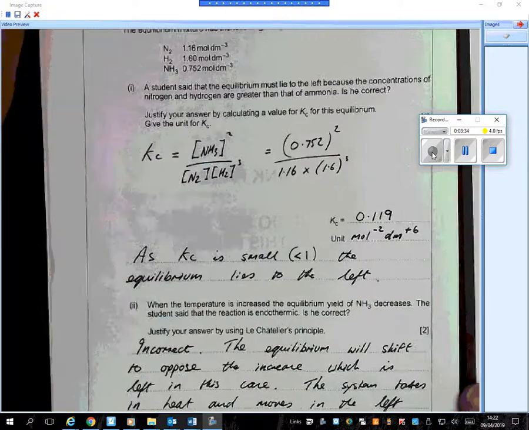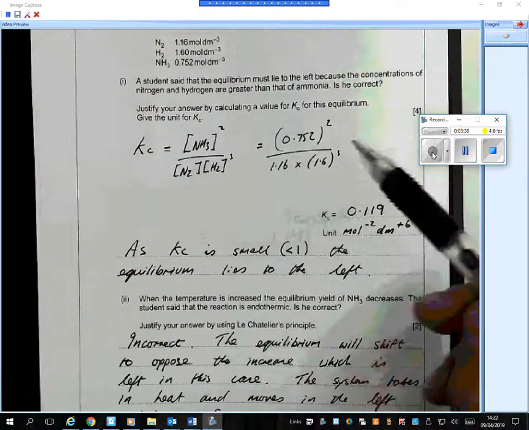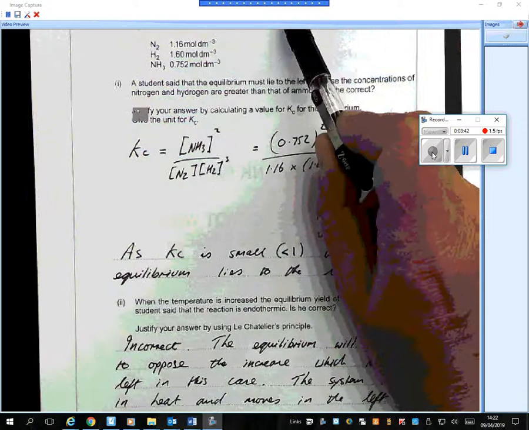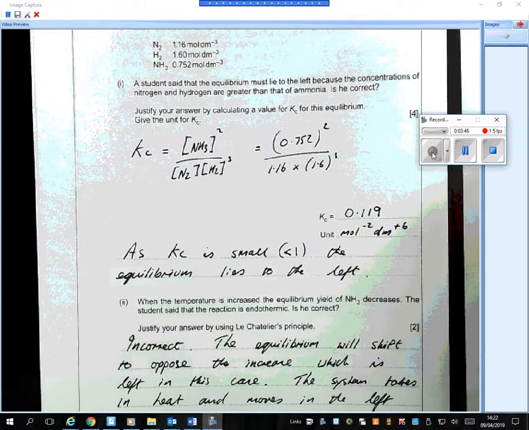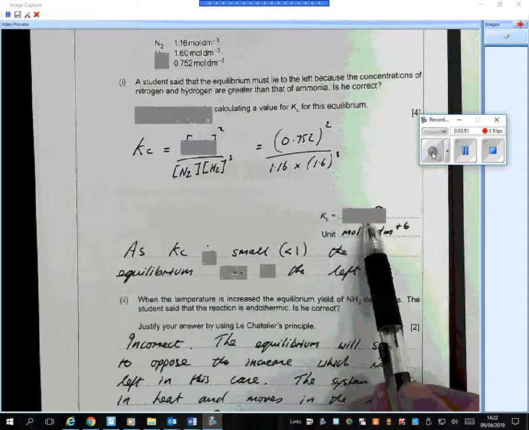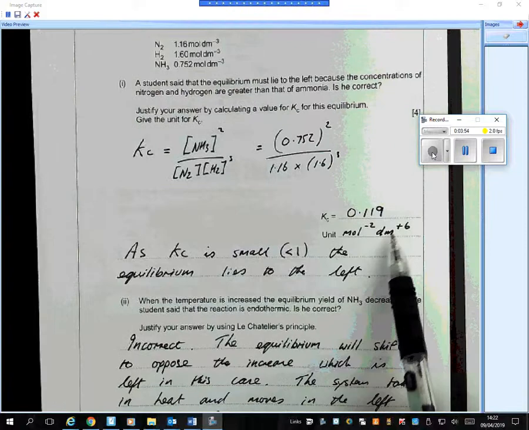Now an equilibrium constant. Again, very, very easy one. Don't forget to put a square there because of the 2 in front of the ammonia. Square brackets indicates concentration. Put the values in, you should get 0.119. The units are the tricky thing.